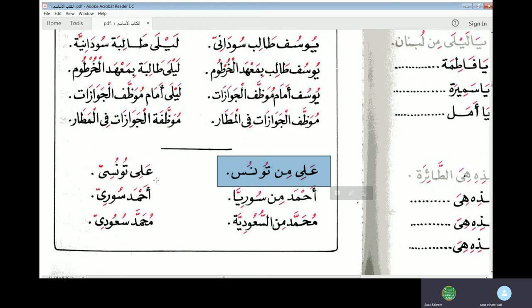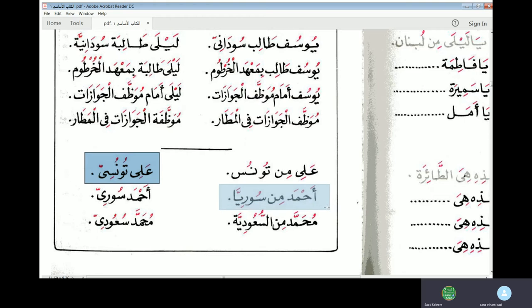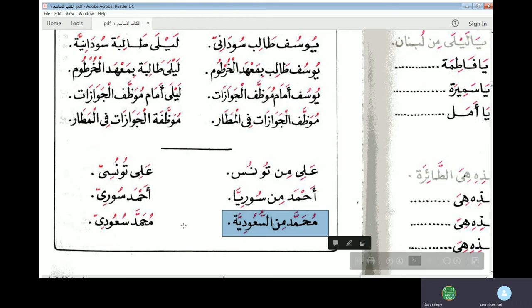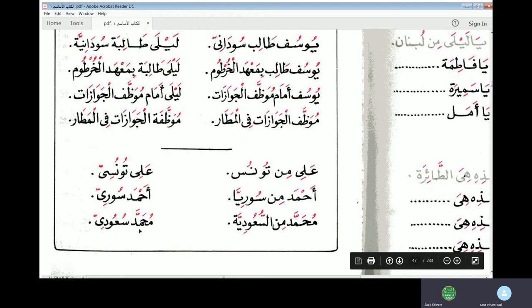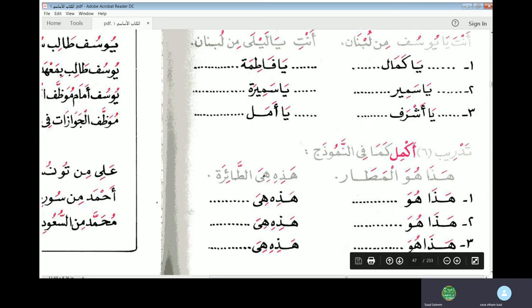Ali is from Tunisia. Ali is Tunisian. Ahmad is from Syria. Ahmad is Syrian. Muhammad is from Saudi Arabia. Muhammad is Saudi.